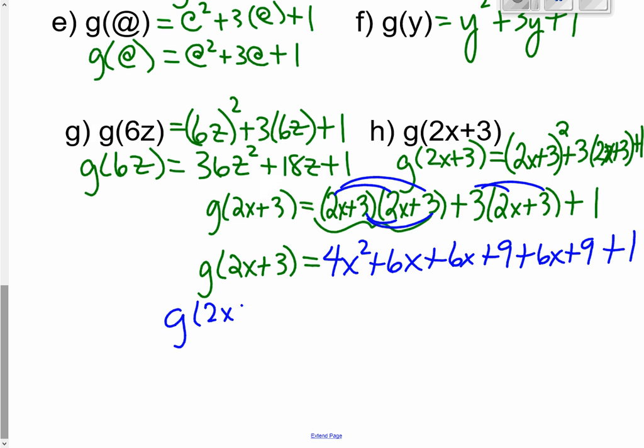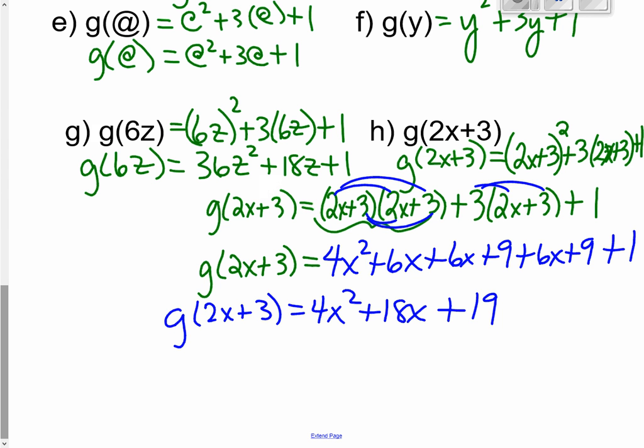So g of 2x plus 3 is going to equal 4x squared. 6 and 6 is 12, plus another 6 is 18, so 18x. And 9 and 9 and 1 is going to be 19. So there we go. Look at that. Huge. Once again, we're expanding. I told you that expanding and factoring never really go away.